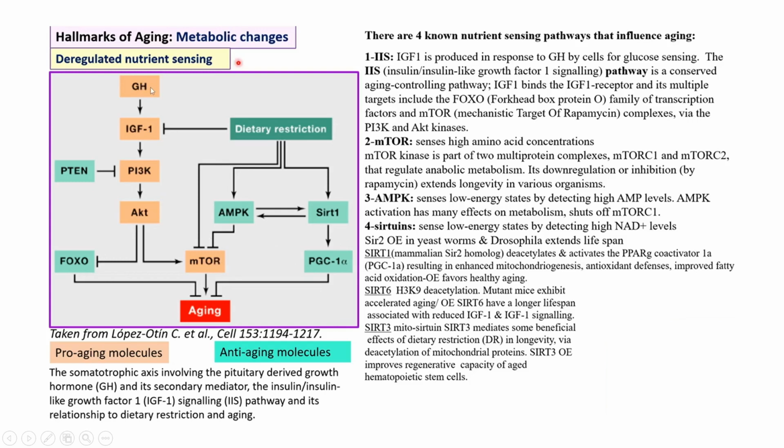So when the concentration is higher, it will promote the anabolic process. And when the glucose level is lower, it will promote the catabolic process. Catabolic process means the breakdown of glucose inside the cell when the level is lower inside the cell. So anabolism will promote aging, while catabolism will repress the aging process. So IIS and mTOR lead to the anabolic pathway, while AMPK leads to the catabolic pathway, and it is an anti-aging molecule.